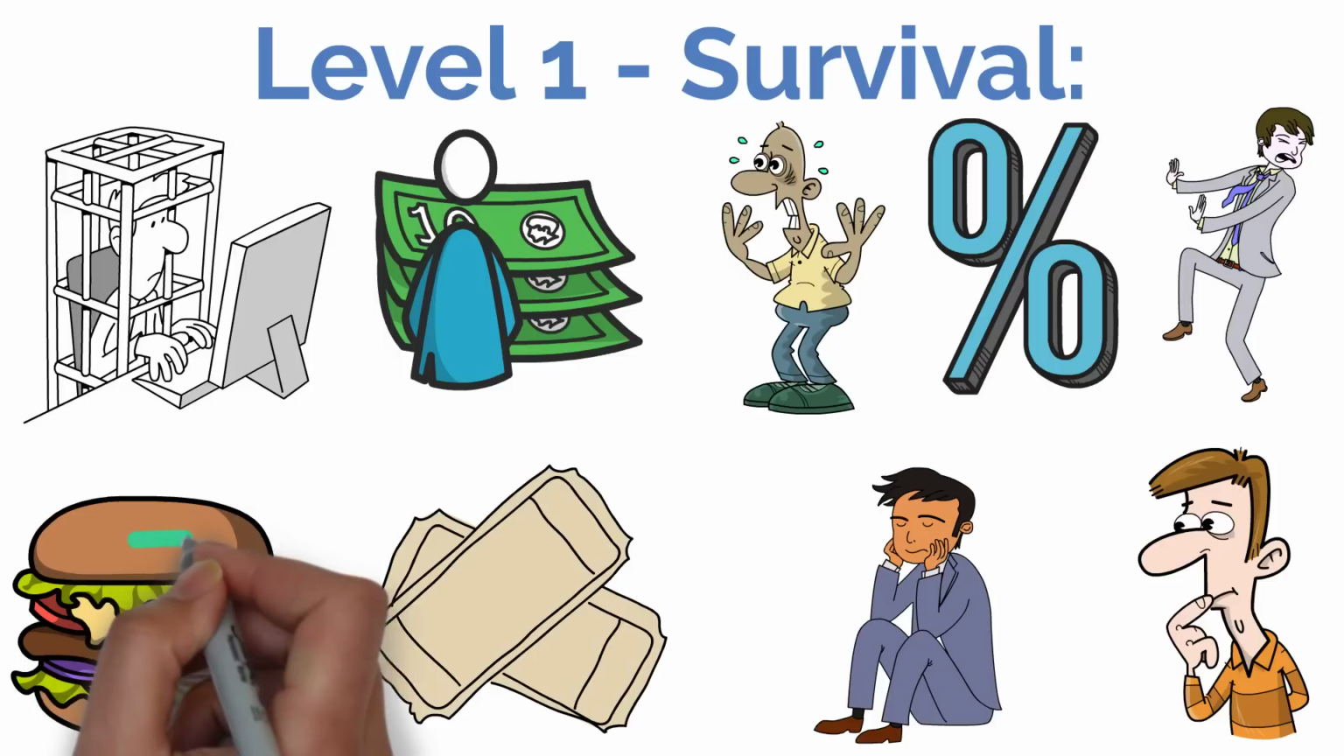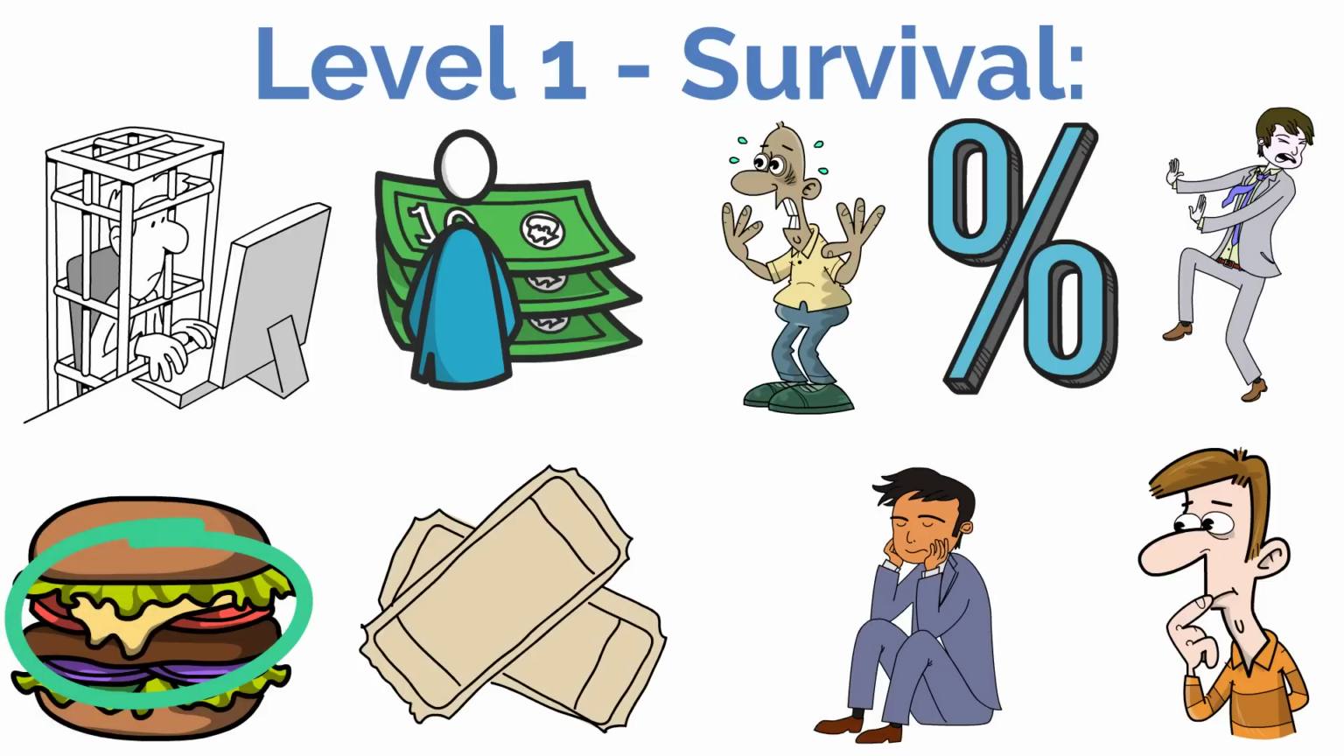So that's the first level of the pyramid. People need to find a way to cover their essential everyday expenses, either with their own incomes or with the help of some sort of debt.